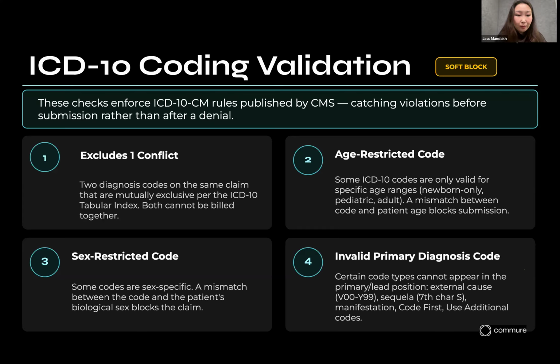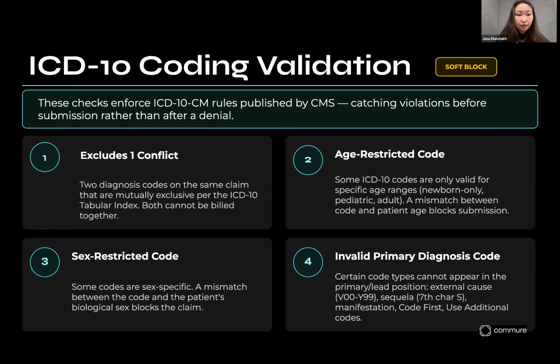Next one is invalid primary diagnosis code. Some codes cannot be in the primary position of the diagnosis. One example is sequela. Sequela ICD codes you can identify by the 7th character being S. Those inherently explain the secondary nature of the condition, so it just cannot be primary. If you find it, we will block it as well. And there are other codes like external cause codes, manifestation codes, and codes violating code first, etc., that we are blocking right now.